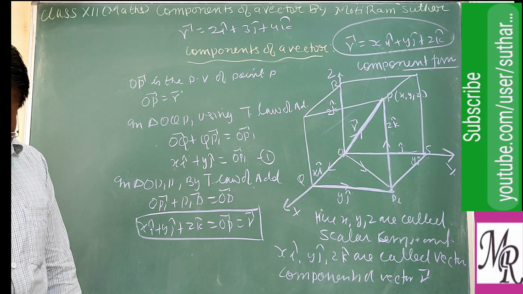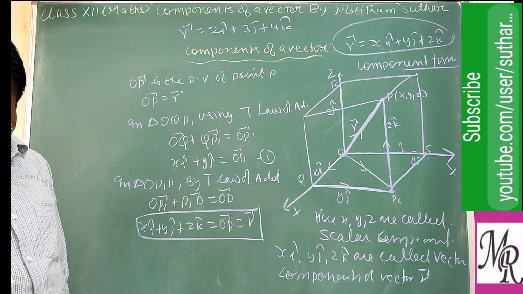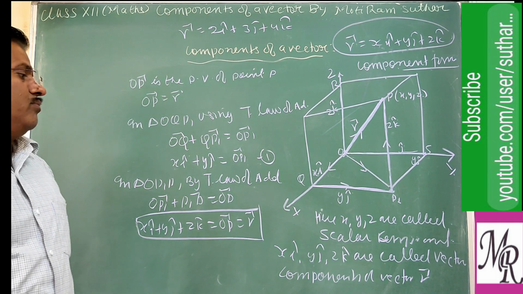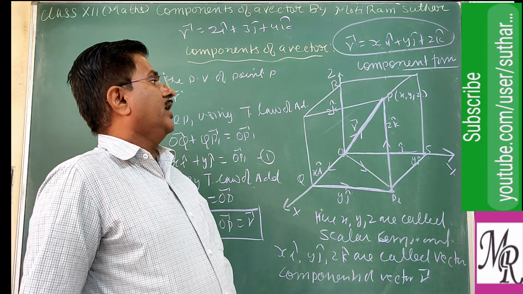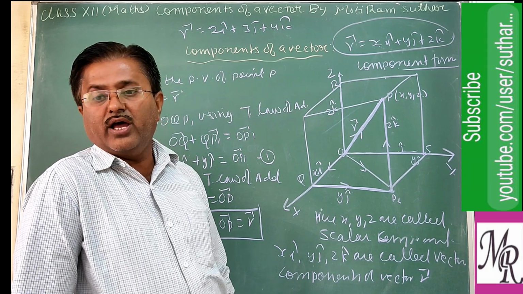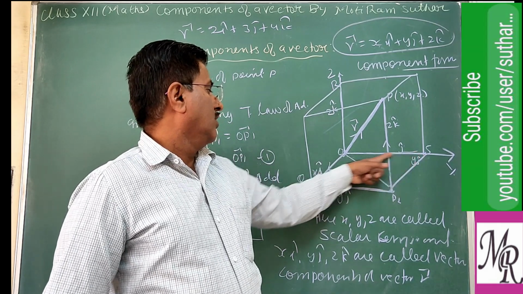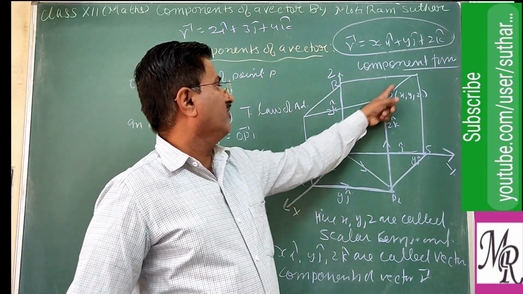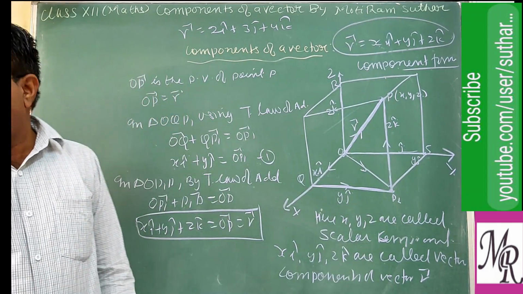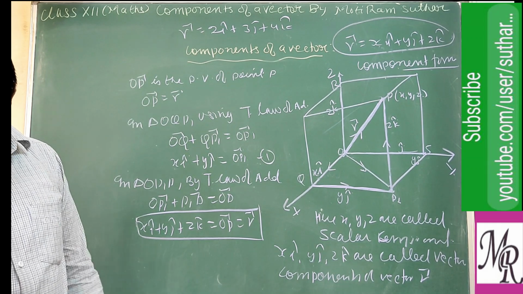Clear? Sometimes x, y, z are also termed rectangular components. In some textbooks you find that x, y, z are called rectangular components because this is a rectangle. All faces are in the form of rectangles, and these are the lengths of the rectangle.